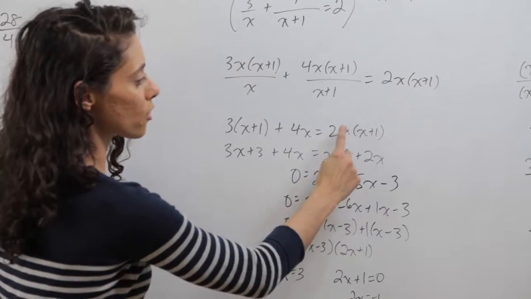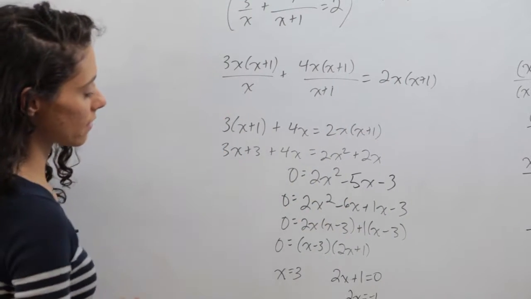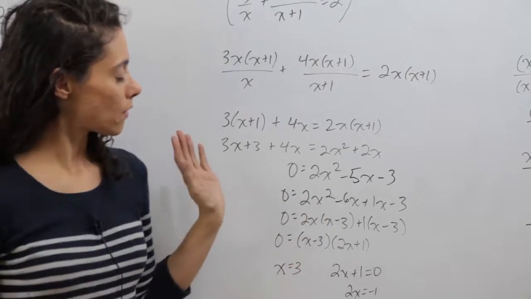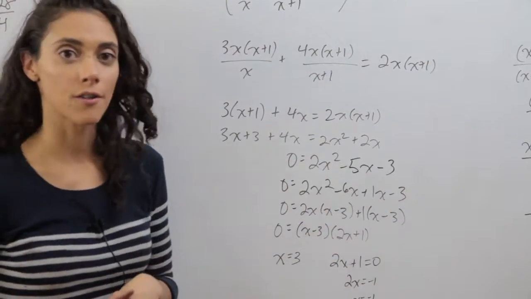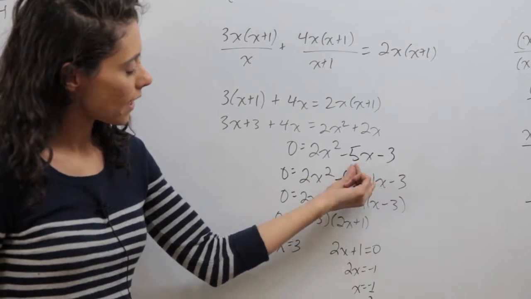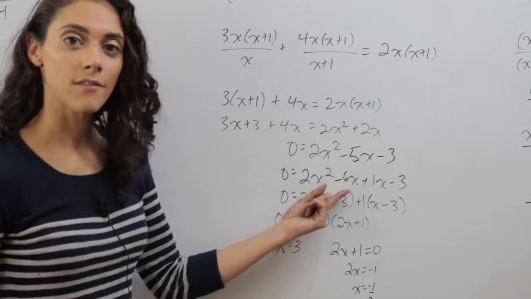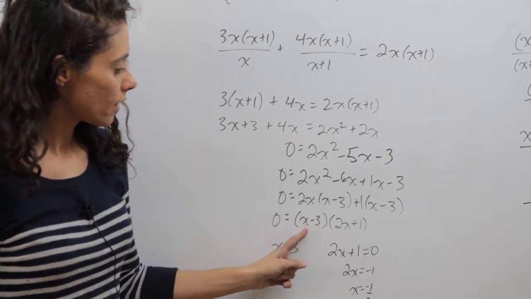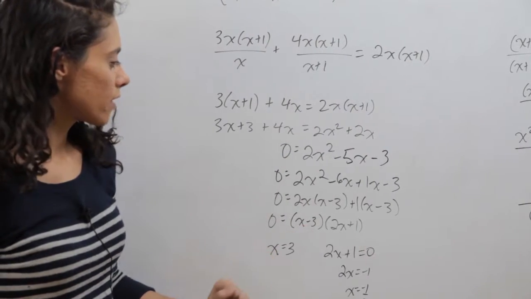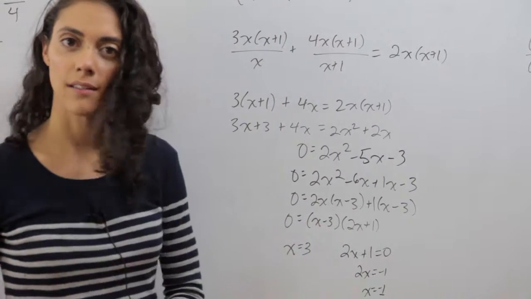We want to distribute on this side, collect the like terms. This is quadratic, so we want all the terms on one side equal to 0. And now I factored, multiply to -6, add to -5, -6 and 1, and so on. Here it is in factored form, and I get two solutions, x equals 3 and x equals -1/2.